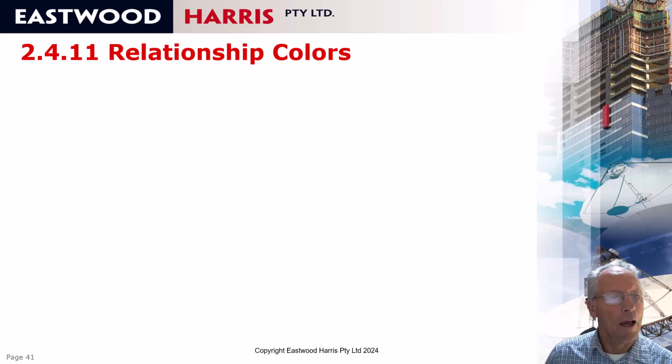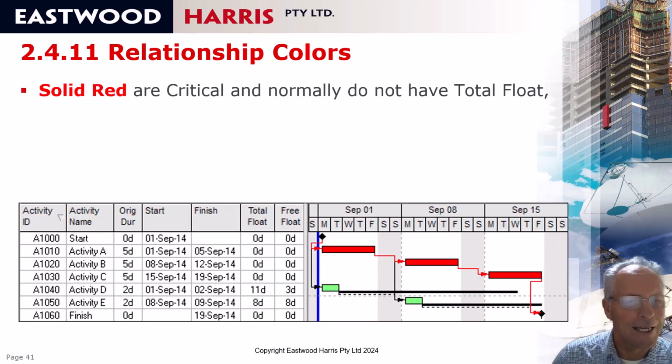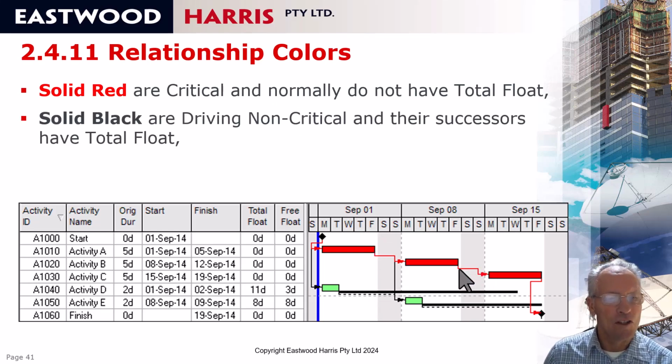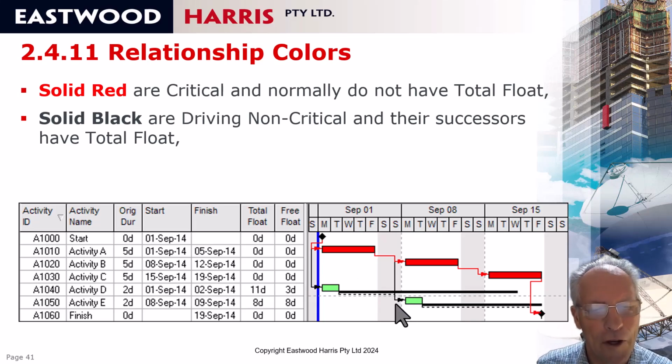Now I want to talk about relationship colours. You'll see in P6 that the colour of the relationships is different. It can be red or solid black or dotted black. Red are critical, and therefore the activities normally do not have total float. And then solid black, these ones here and this one here, are described as driving non-critical. So these activities are not critical, but this solid black one determines the start date of this activity and not this one. So solid black are defined as driving and non-critical, and the successors will therefore have float.